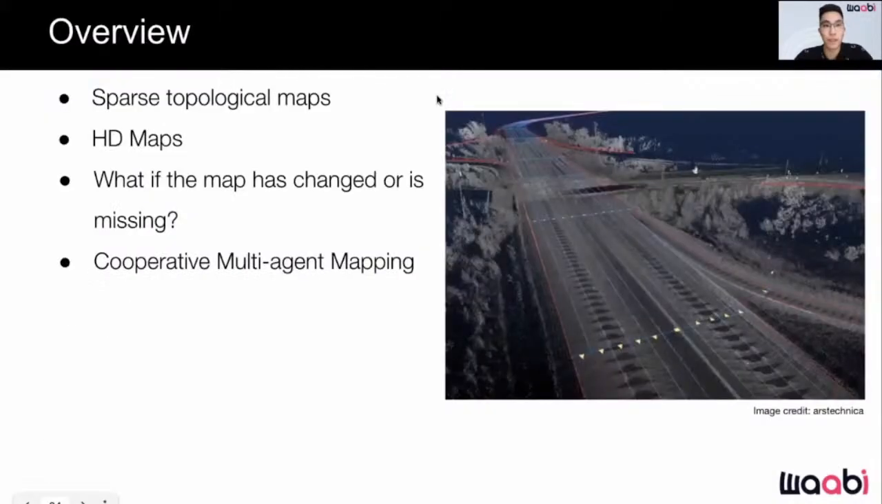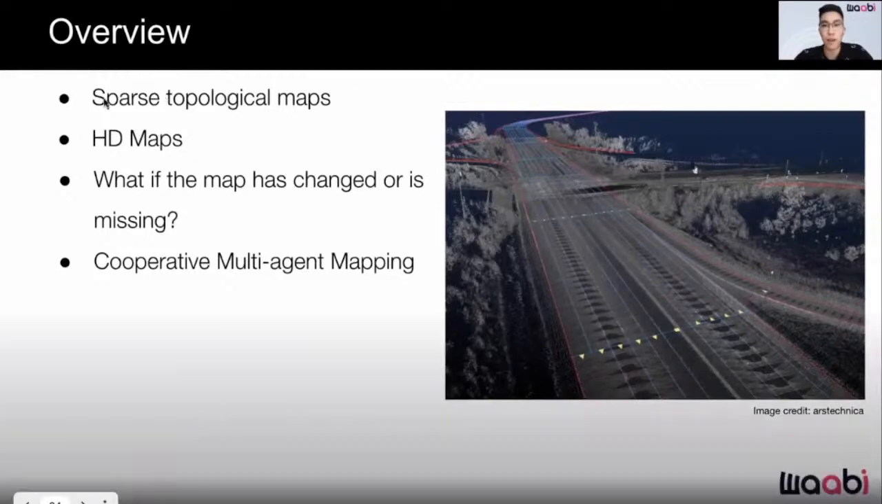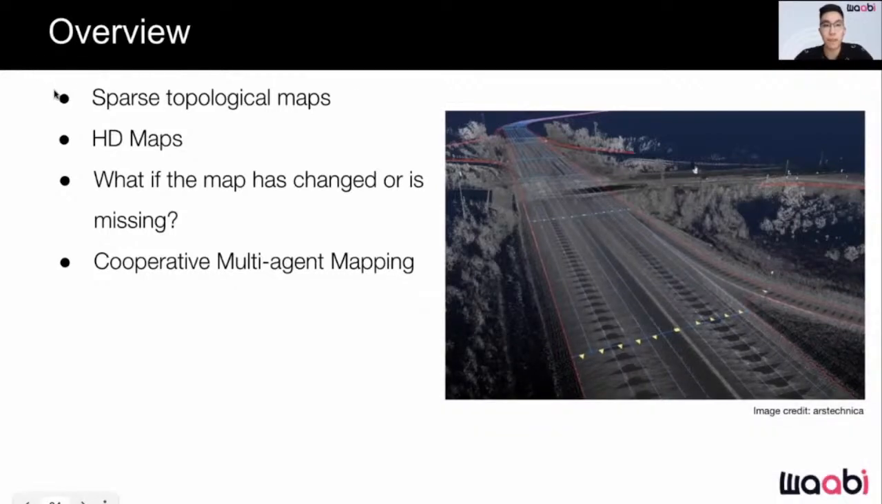Two types of maps are used in self-driving cars: topological maps, as well as high-definition maps, typically referred to as HD maps. In this talk, we will provide an overview on what these maps are, why they are useful for self-driving, as well as how to create them. We will cover what we can do when the underlying map has changed or is missing. Furthermore, we will also talk about how to perform cooperative multi-agent mapping.